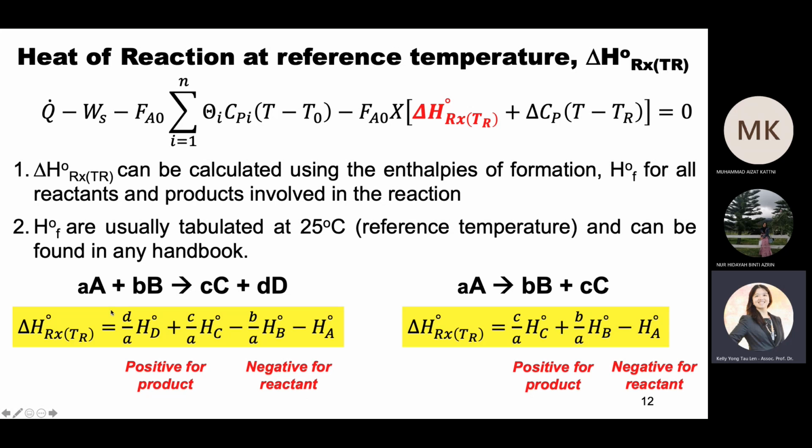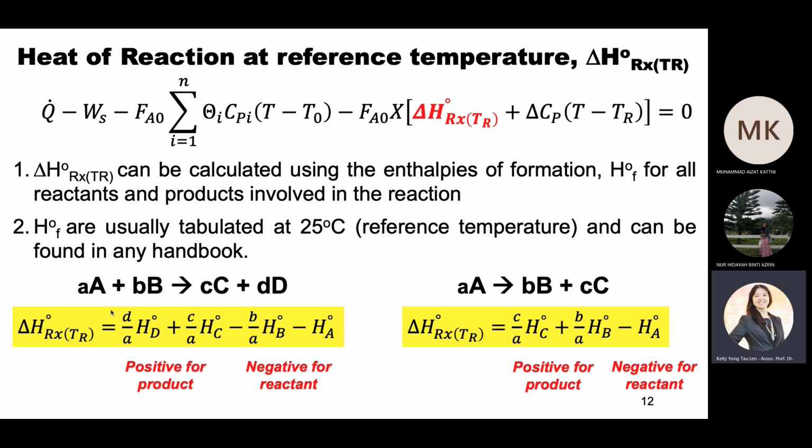Produk kamu C and D. Okay, so let's say you imagine you check from the property table, you will know the heat of formation for A, heat of formation for B, heat of formation for C, heat of formation for D. Okay, kamu andaikanlah A tu ammonia. Okay, kamu check okay, berapa ammonia punya heat of formation.